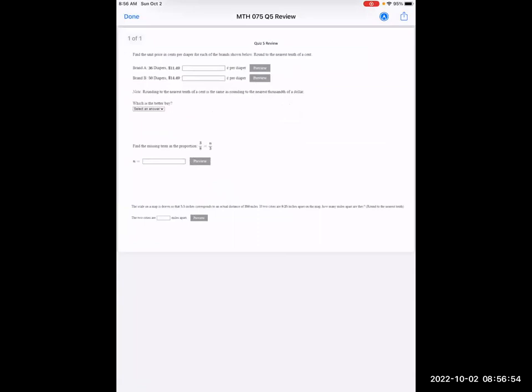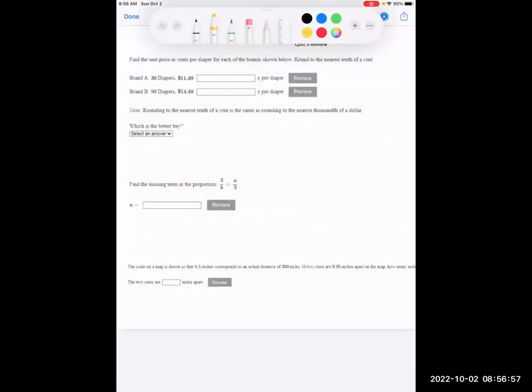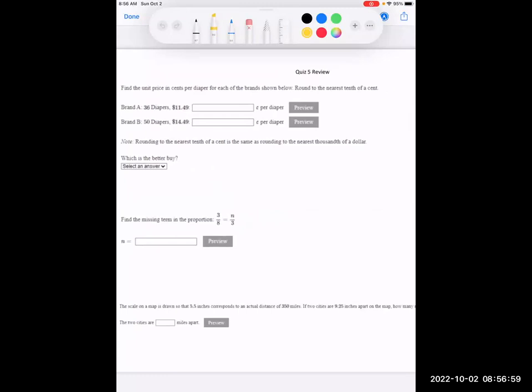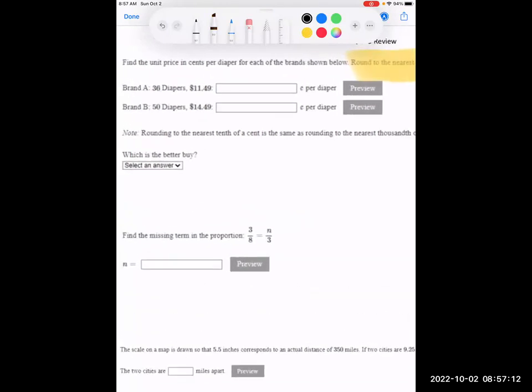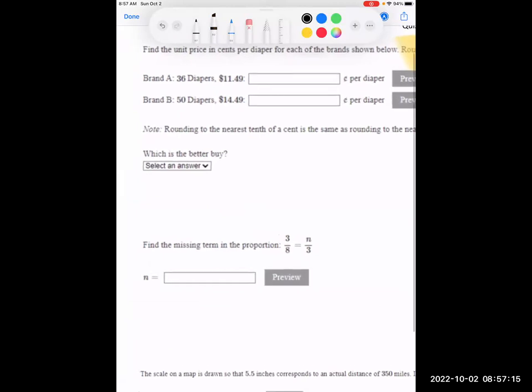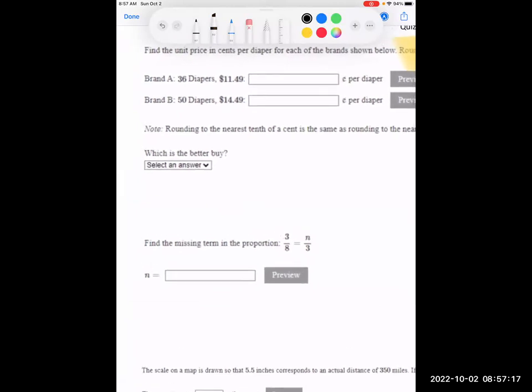So it says, find the unit price in cents per diaper for each of the brands shown. Round to the nearest 0.1 cent. I think that is the part that really throws people off, is rounding to the nearest 0.1 cent. So brand A says that there's 36 diapers for $11.49. So you want to know the price per diaper. So I'm going to take that $11.49 and divide it by 36. So the decimal goes up top.